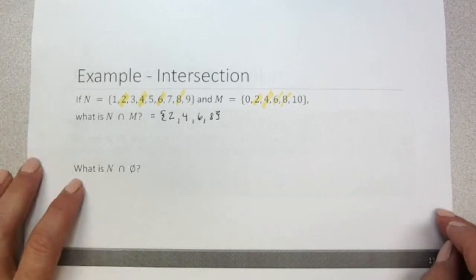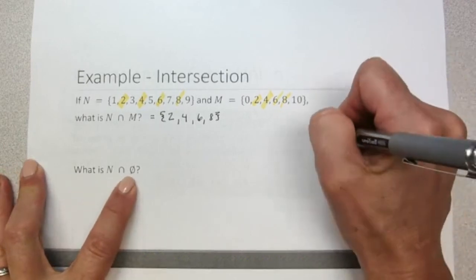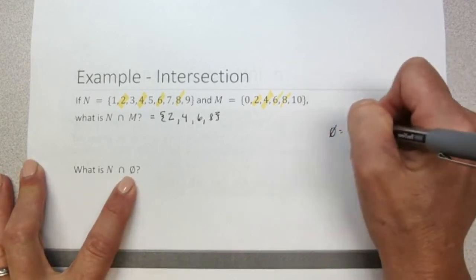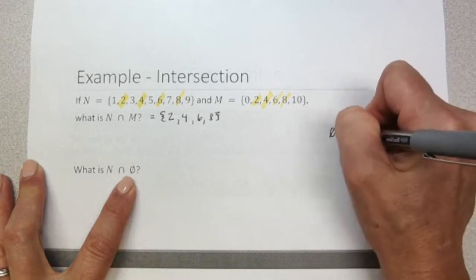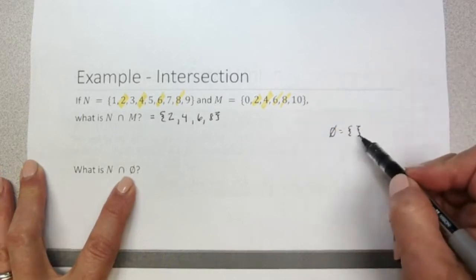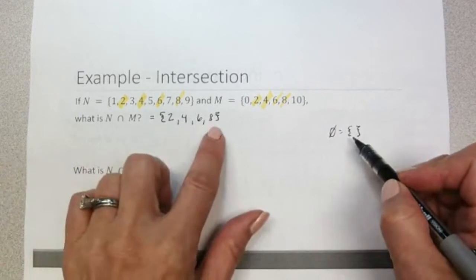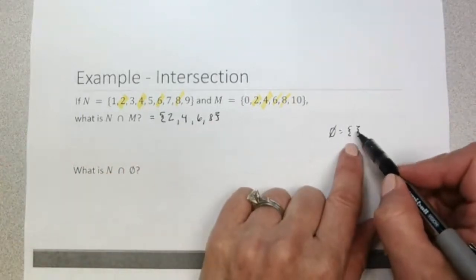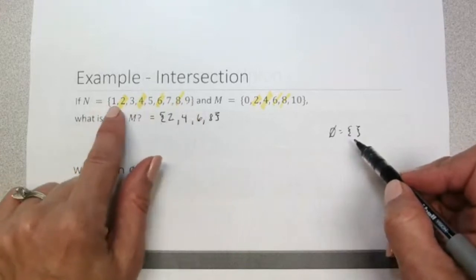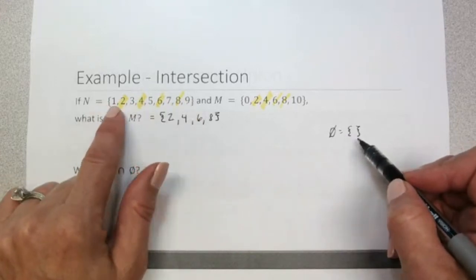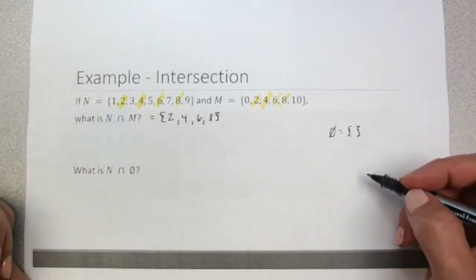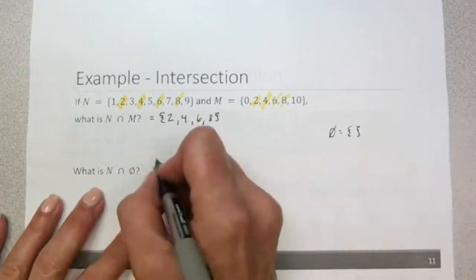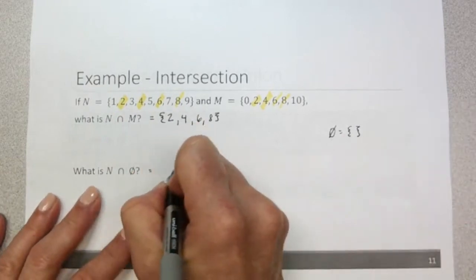What would be the intersection of n with the empty set? Remember, that's one of the symbols for the empty set. We could also look at it this way. In roster symbolism, the empty set is simply the brackets, but nothing in between, right? So what is going to be intersected with this empty set and set n? Nothing. There is no intersection there. So it's simply going to be the empty set.